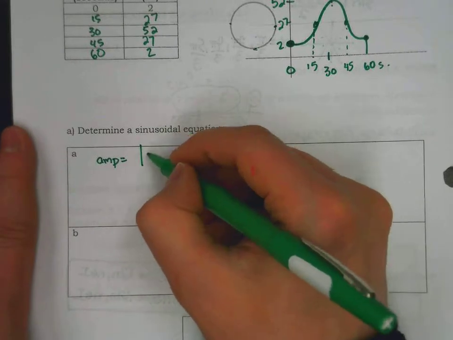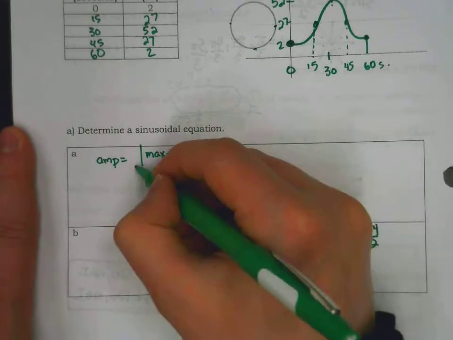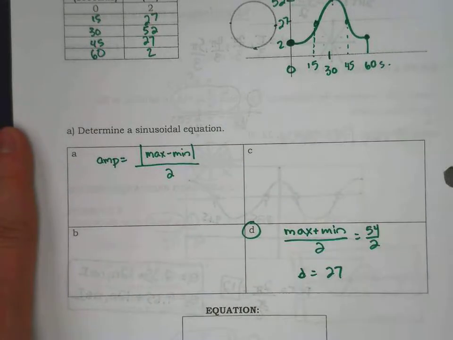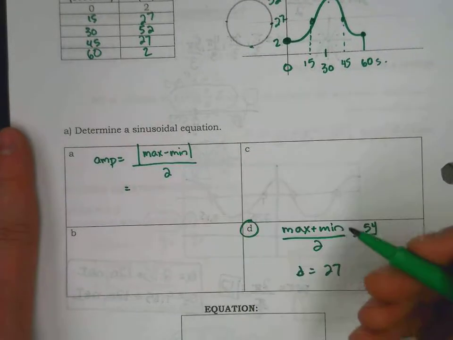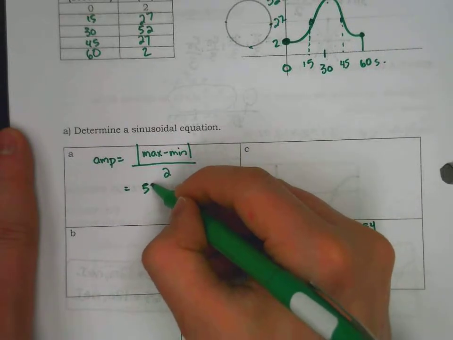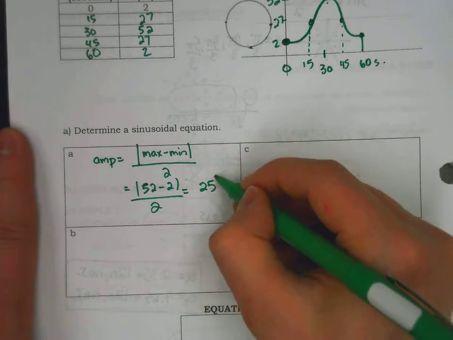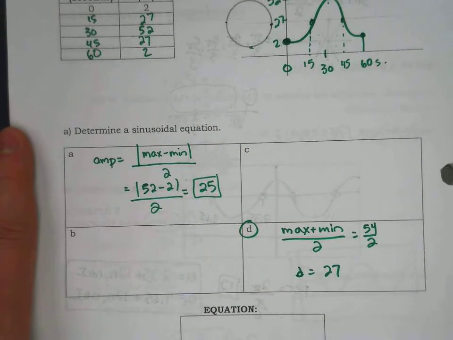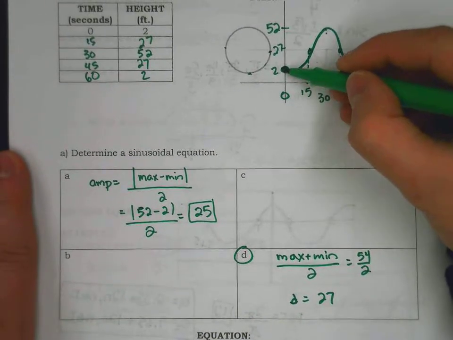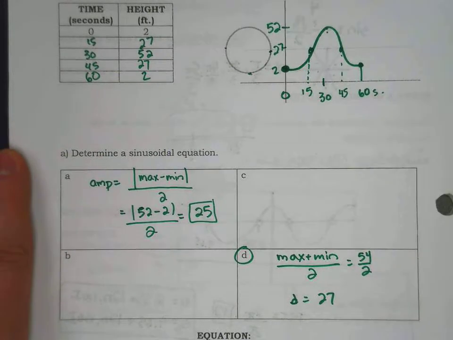This is all stemming from our 5.2 lesson, where the amplitude is the total distance, not negative, the total distance from the top to the bottom broken in half, which gives you the distance from the middle to the top. Max minus min divided by 2. 50 divided by 2 gives us an a value of 25. That makes sense. 2 and 25 is 27. 27 and 25 is 52.